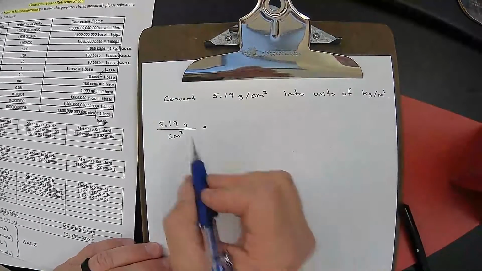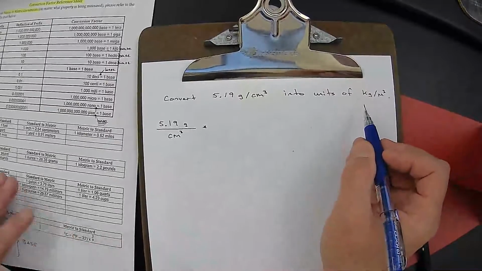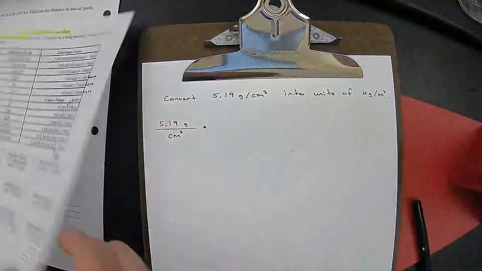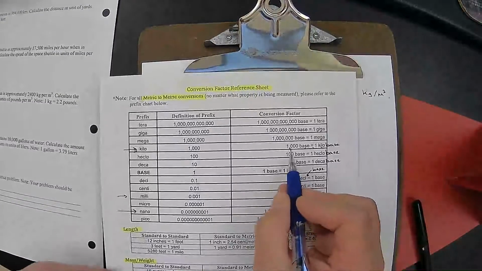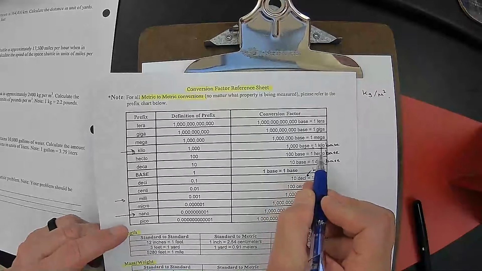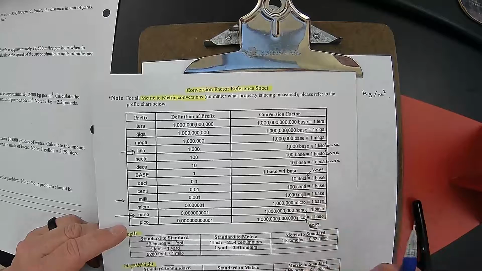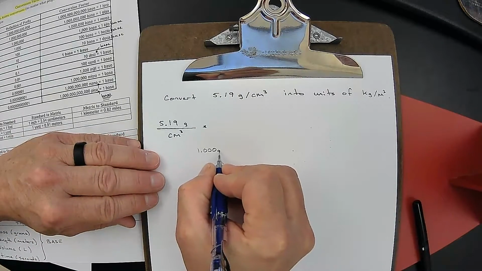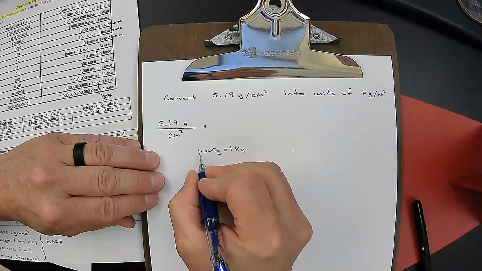It does not matter if you want to change the bottom units first or the top units first. I typically change the top units. So this is kilograms, so I'm going to go to my chart and look up kilo, and it says 1,000 base equals 1 kilo base. I added in the word base because it just says kilo. That means that 1,000 grams is equal to 1 kilogram.